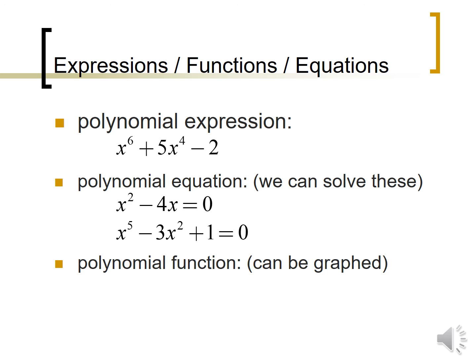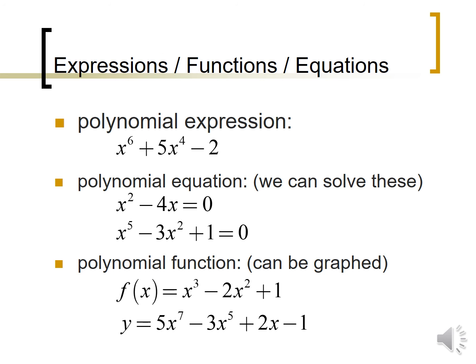Finally, polynomial functions, things that we can graph. 2 examples of polynomial functions are on your screen right now. F of x equals x cubed minus 2x squared plus 1. Y equals 5x to the 7th minus 3x to the 5th plus 2x minus 1. You're going to be graphing very, very basic polynomial functions by the end of class today. Tomorrow, we'll start looking at things more complicated, more like what you see on the screen right now. And then we'll do a bit more with that stuff on Thursday and Friday. Please make sure all of this is in your notes.